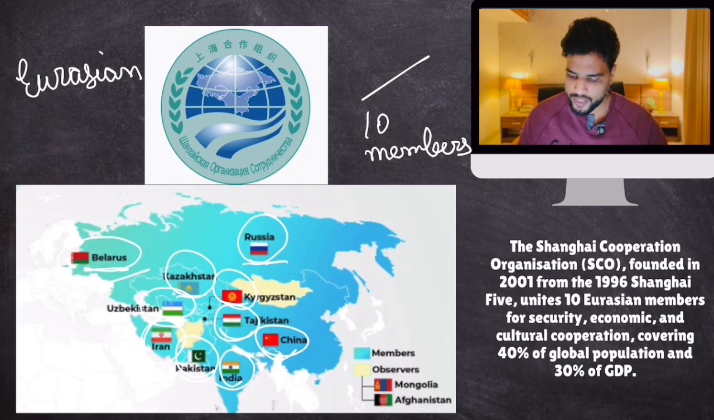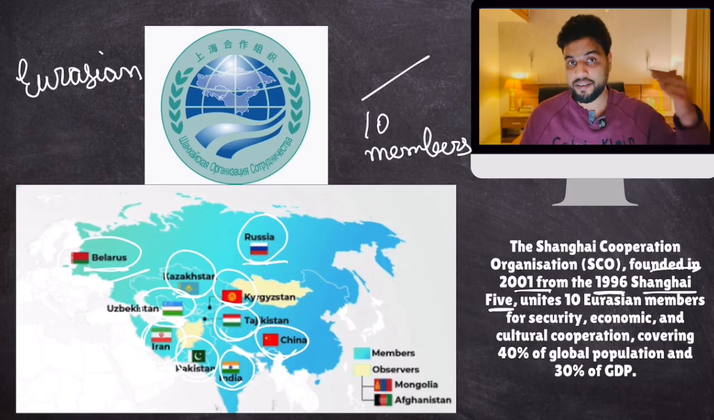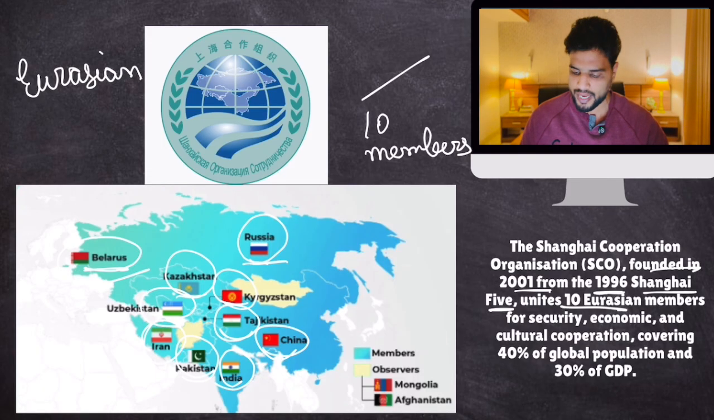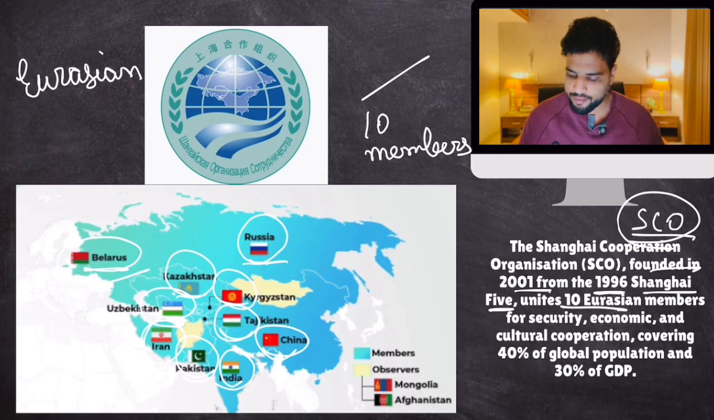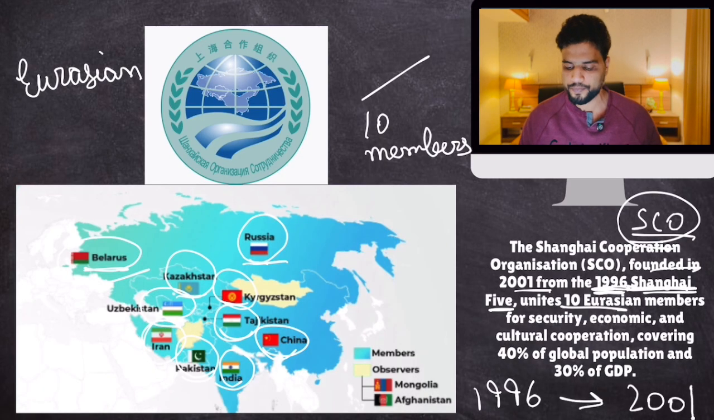Now, SCO was founded in 2001 from 1996. In 1996, there was an organization called the Shanghai Five. This Shanghai Five had 5 members: these Central Asian countries, Russia and China. After significant additions, it now has 10 members and is called the Shanghai Cooperation Organization. So remember, there can be an MCQ. The predecessor organization for SCO was the Shanghai Five, 1996. This 1996 organization transformed into SCO in 2001.